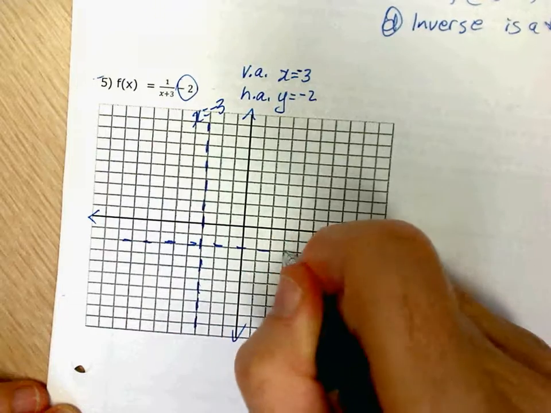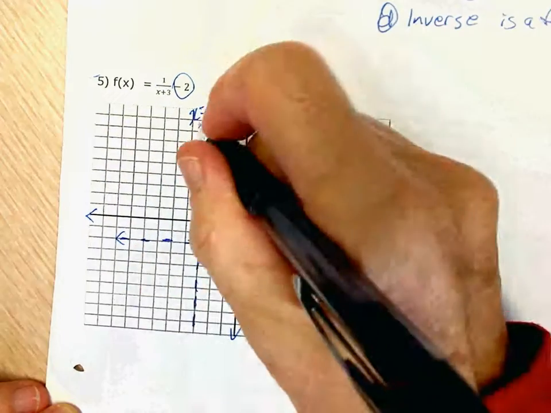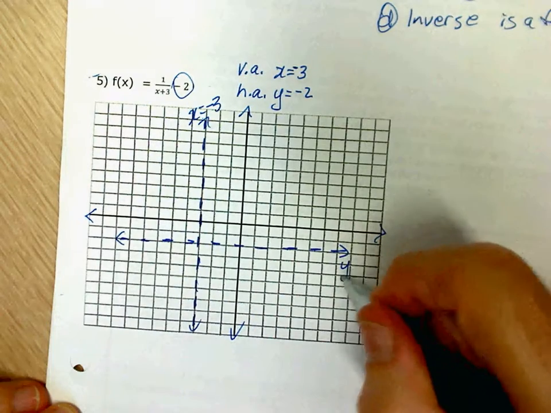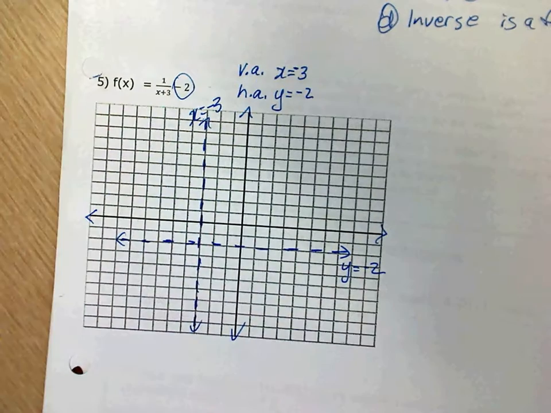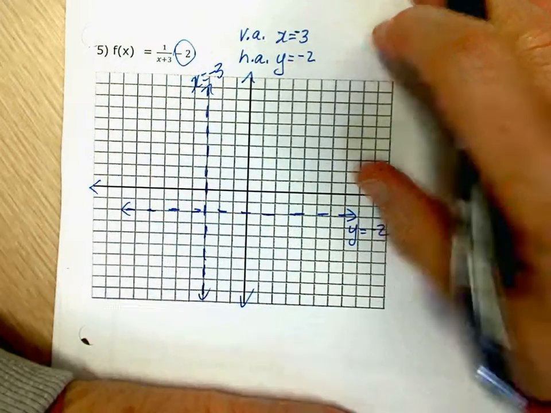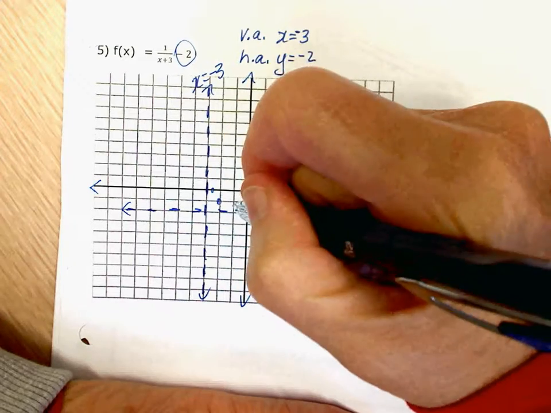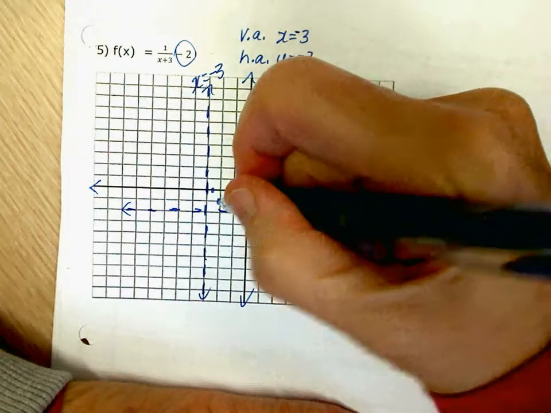They go up forever, right? Y equals negative 2. So now I can draw my graph. There's a point there, there, and there. There's no stretches, so it's going to look exactly like this guy. It's exactly like this guy.